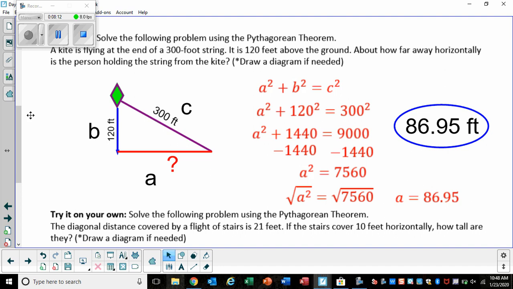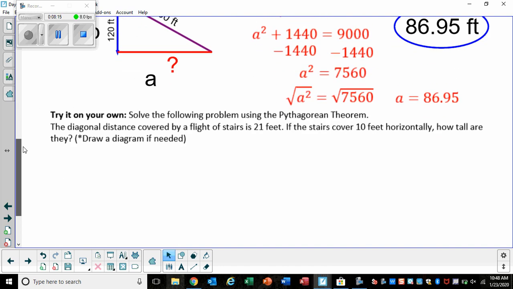So now you guys are going to draw a diagram and solve the problem using the Pythagorean theorem. If you have any questions, please write them down. I'm happy to answer them.